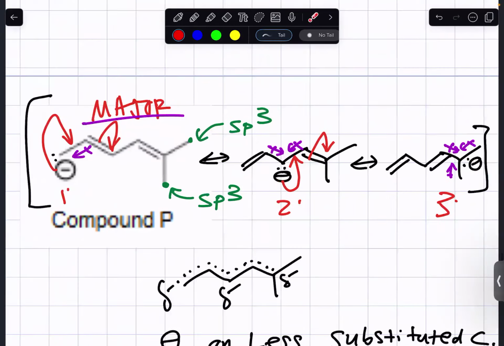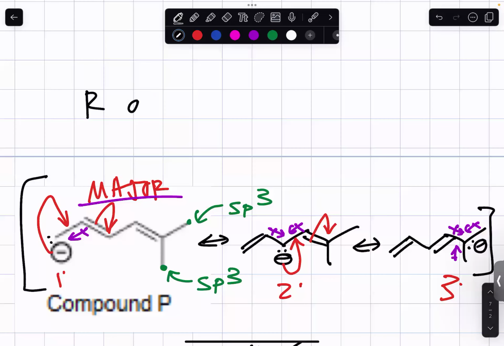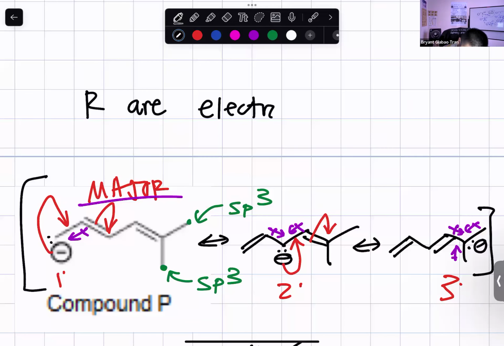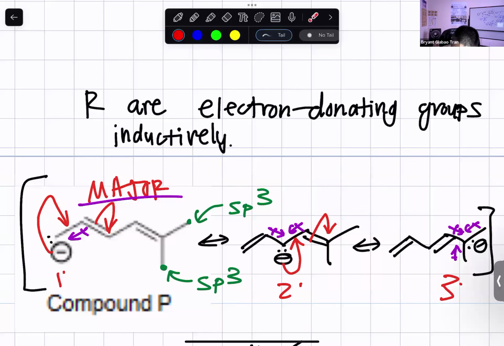Right. So when we have this R group right here, R groups are electron donating groups. So they donate electrons inductively, like naturally, right? Because they have electrons around their orbitals.